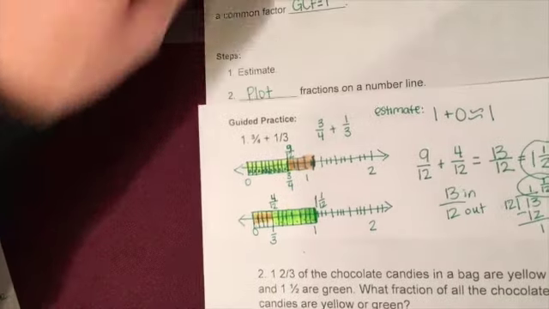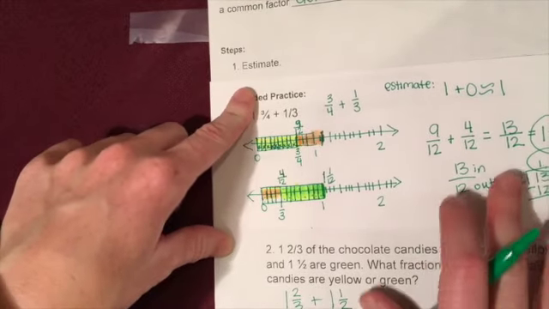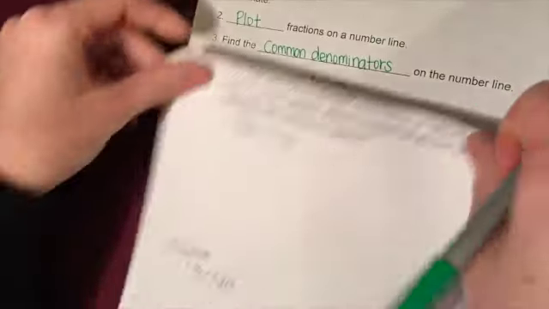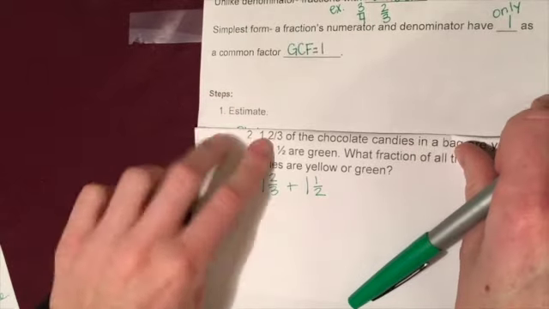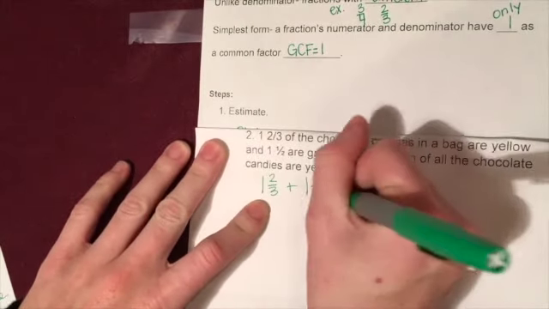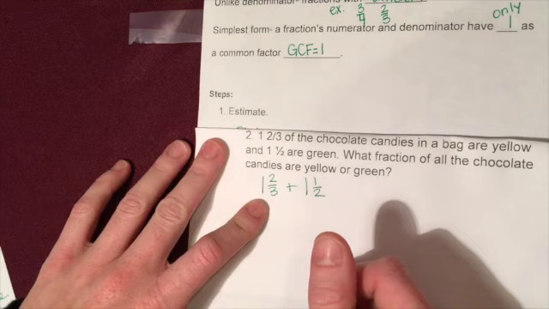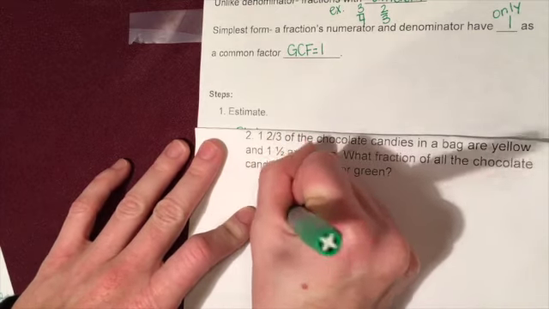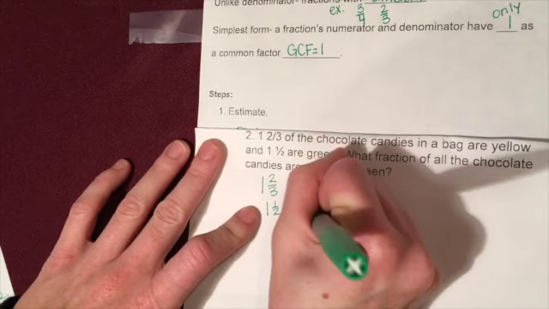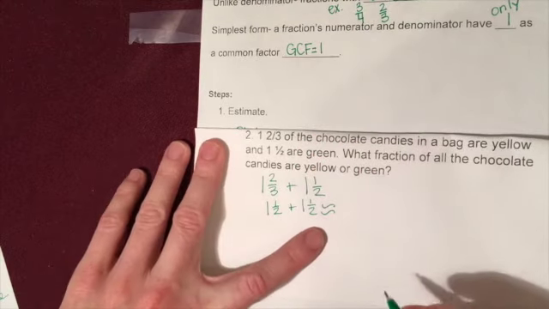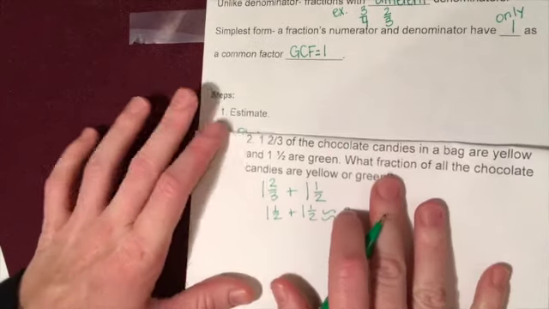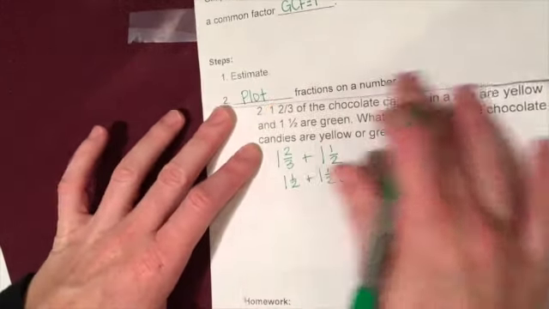So I have my expression, and my first step is to estimate. So I'm actually going to fold this so I can see my steps easier. So I'm going to estimate. So I'm going to say this is close to 1 1/2 plus 1 1/2, which is about, that's my about sign, which is about 3. Okay, my next step says to plot them on a number line.